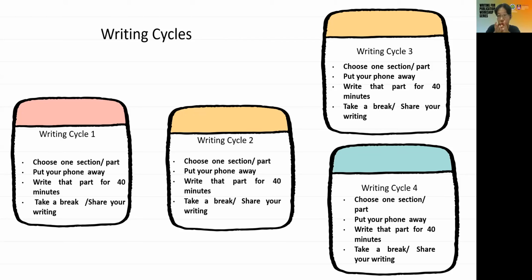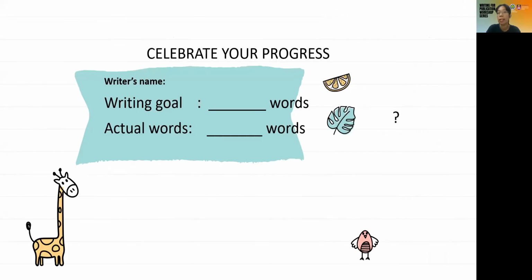The same process would happen, and then we're going to have lunch break, and then we continue with writing cycle 3 and 4. Okay. Then the last one at 2:45, we're going to celebrate writing goals. What will be the words that you plan to write and your actual goals, right?